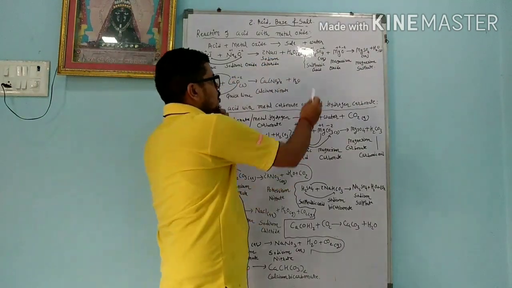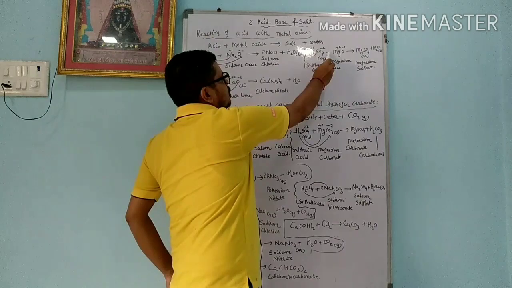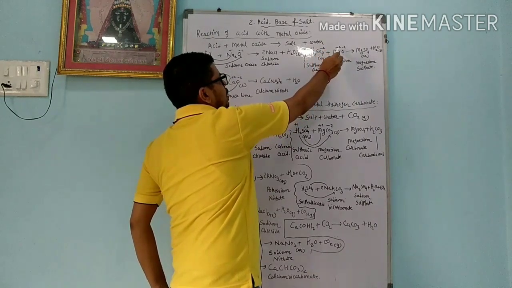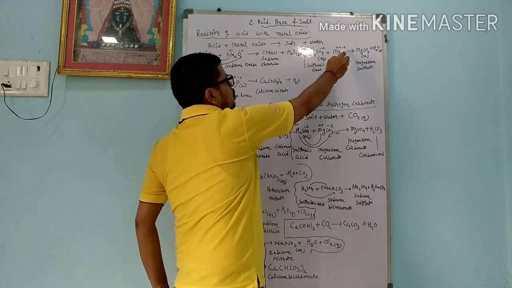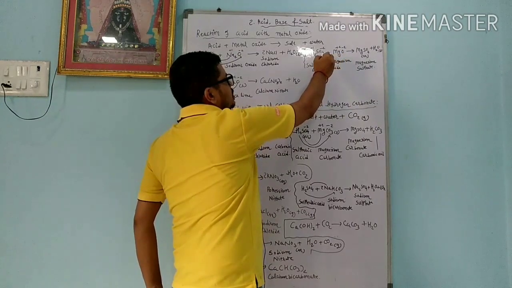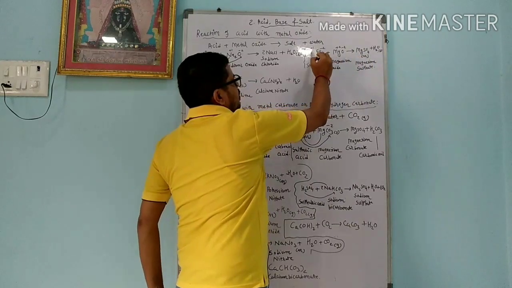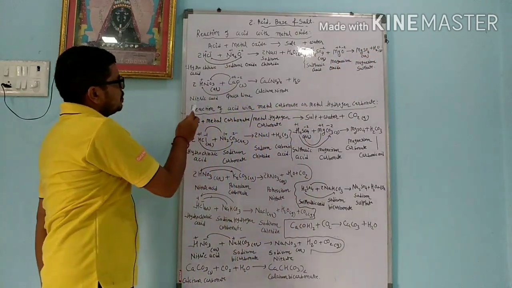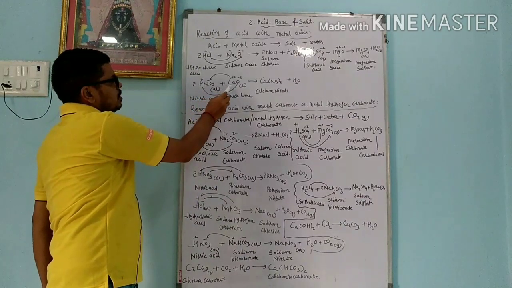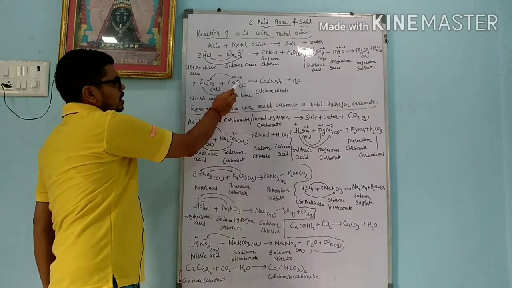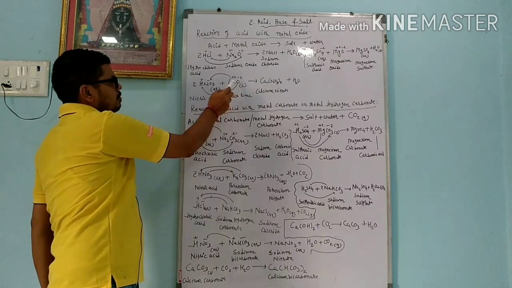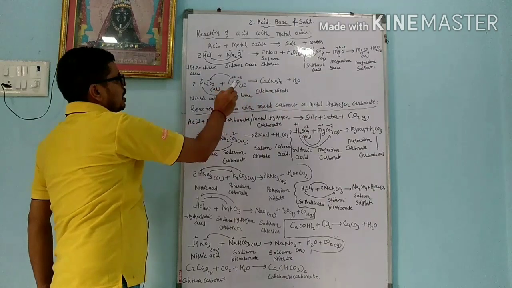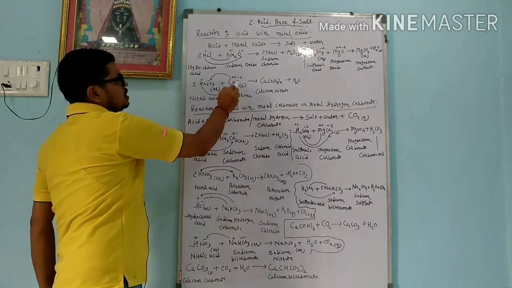In the same way, 1 mole of sulfuric acid reacts with 1 mole of magnesium oxide. We know hydrogen is +1, SO4 is -2, magnesium is +2, oxygen is -2. Magnesium reacts with sulfate to give magnesium sulfate, and H reacts with oxygen to give H2O. In the same way, 2 moles of nitric acid react with calcium oxide. Calcium oxide is also known as quicklime. Calcium reacts with NO3 to give calcium nitrate, and hydrogen reacts with oxygen to give water.